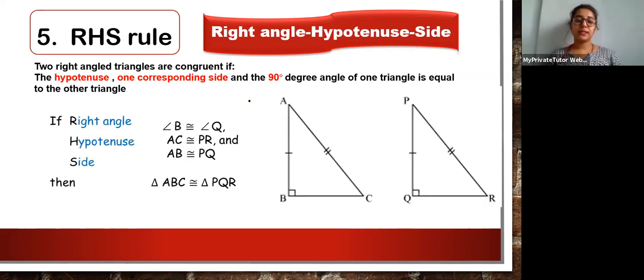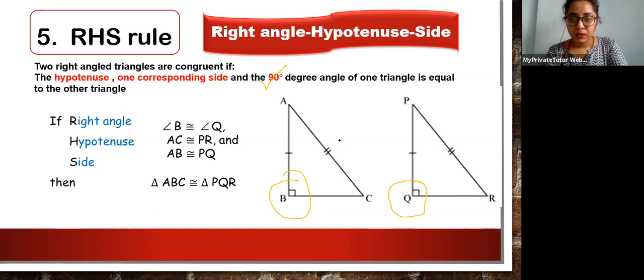Let's check this. You can see that angle B and angle Q are what? 90-degree. So the 90-degree part is done. AC is congruent to PR. Now this is the hypotenuse. Now what does a hypotenuse mean? I'll tell you this as well.